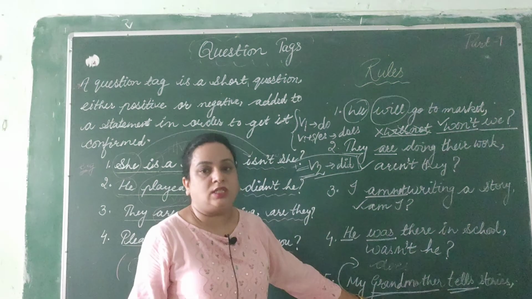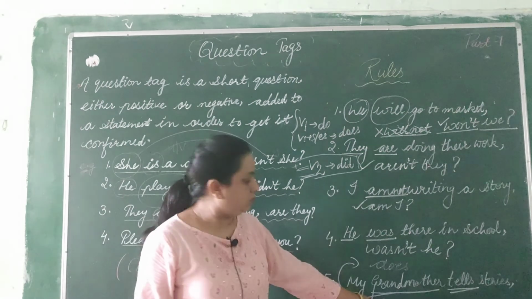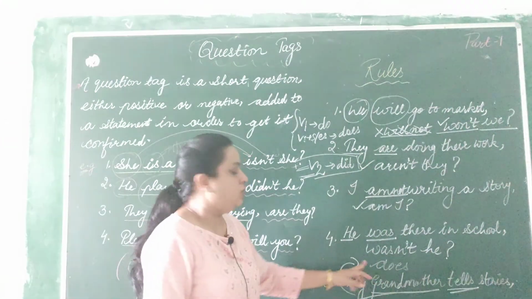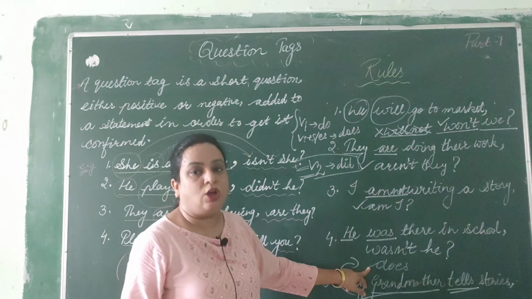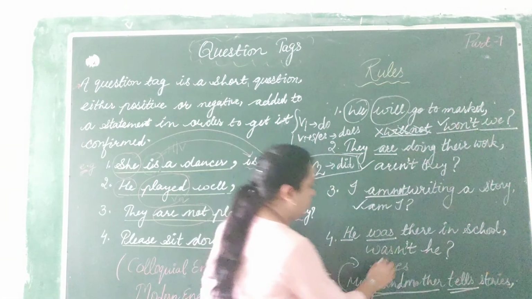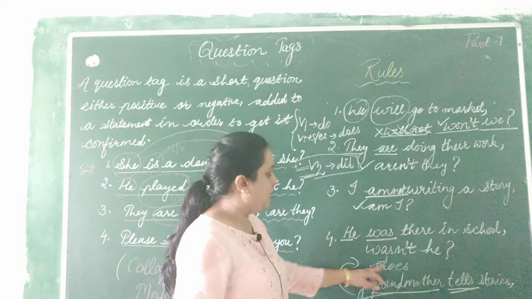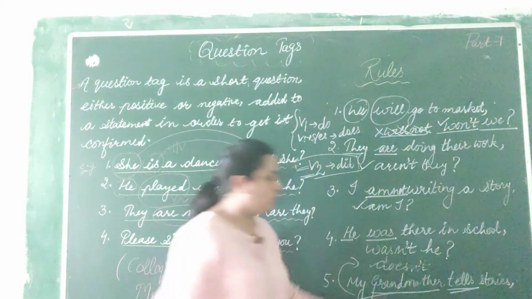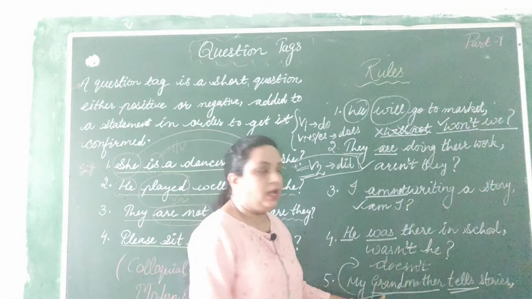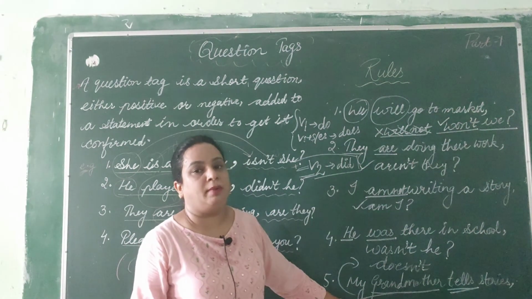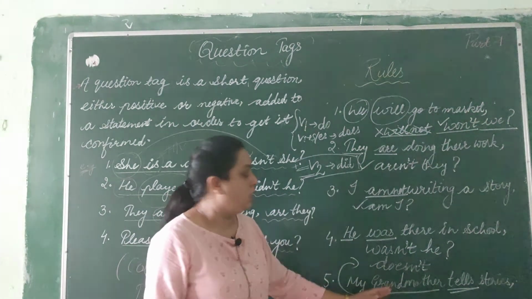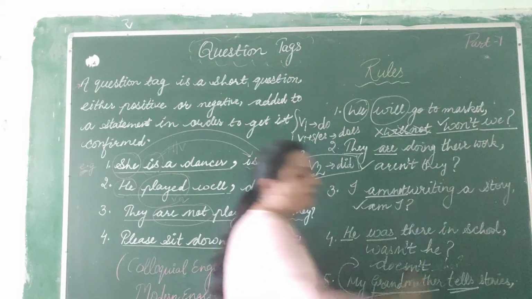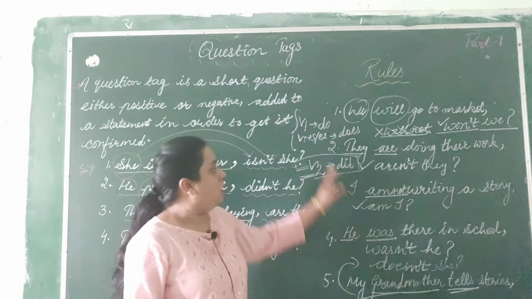The statement is positive, right? We have to use the negative form of that. So what is the negative form? "Does not". But how to write the short form? It is "doesn't". So D-O-E-S, then N, then apostrophe, and then T. So "doesn't". And the related pronoun for my grandmother is what? "She". So, "doesn't she?" and question mark. So like this you will do question tags.